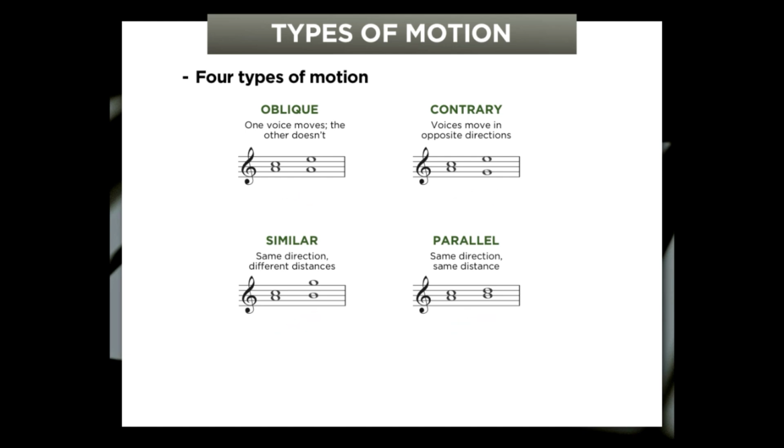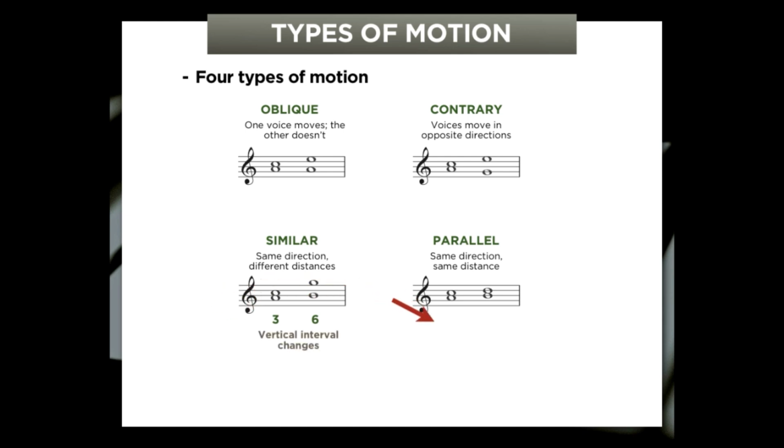Now let's make sure we understand the difference between similar and parallel motion, because they both involve voices moving in the same direction. Notice with similar motion, one key element here is that the vertical intervals between the 2 voices change. Here, because one voice moves farther than the other, they start on a third, but they end on a sixth. That doesn't happen in parallel motion.